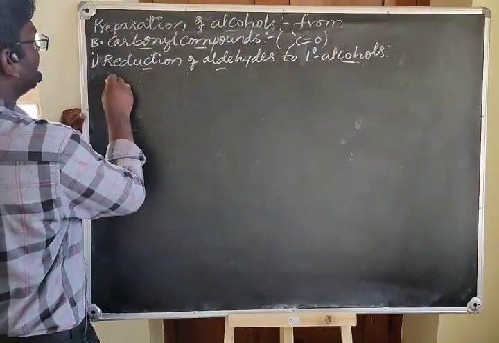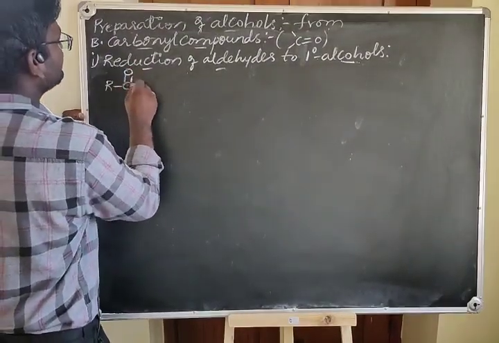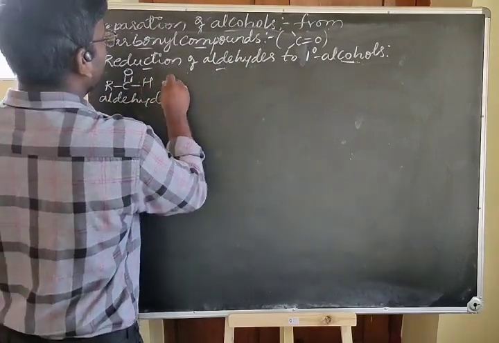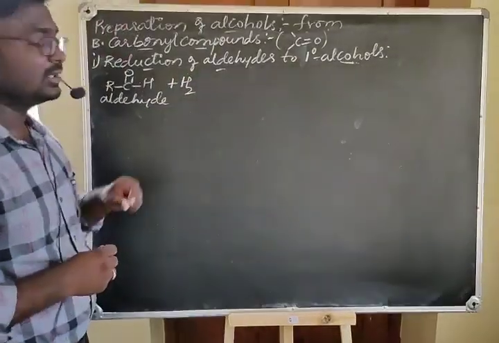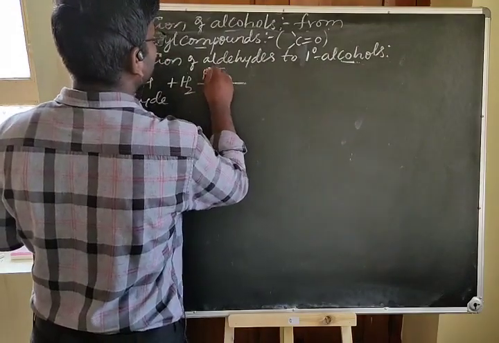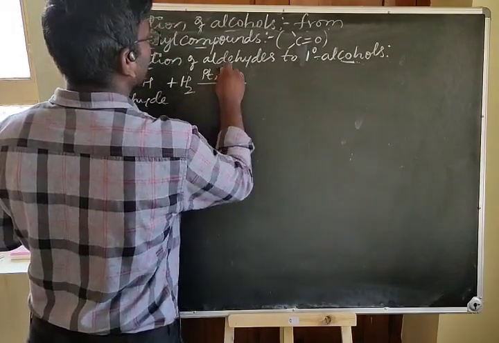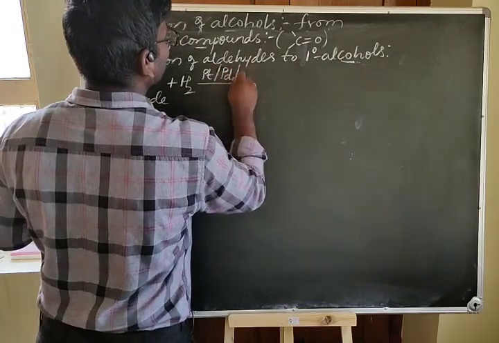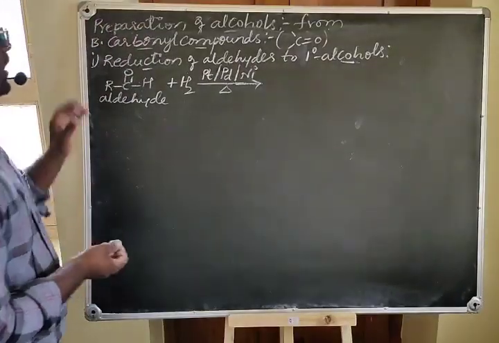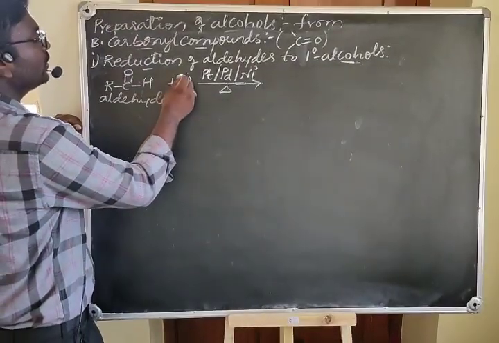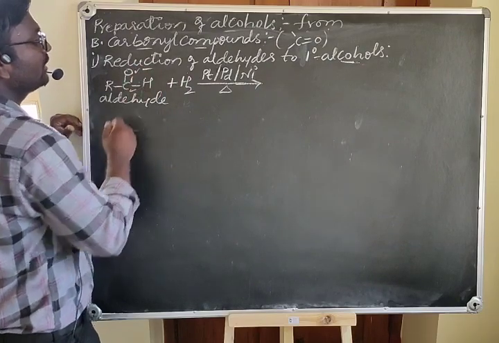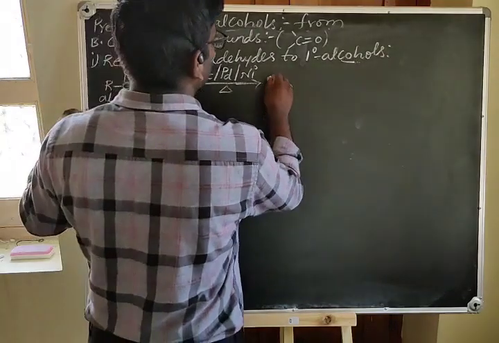Okay, we have RC double bond O, H. This is the representation of the aldehyde. Now, when hydrogen gas is passed over this aldehyde in the presence of a catalyst like platinum, palladium or nickel, any of these, it gives the alcohol. How does it give this? One of the hydrogens will attack this oxygen and another one will attack this carbon.